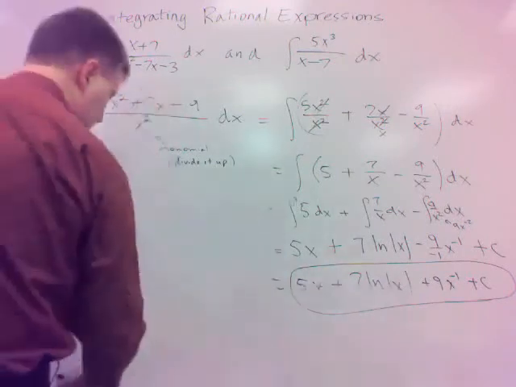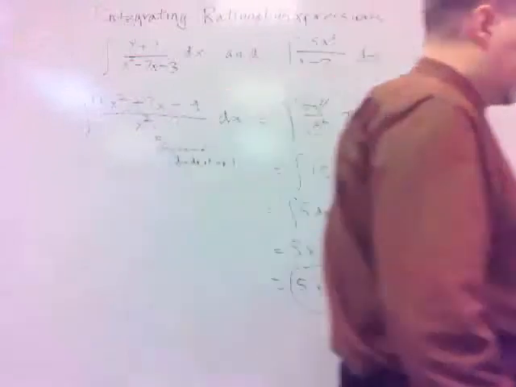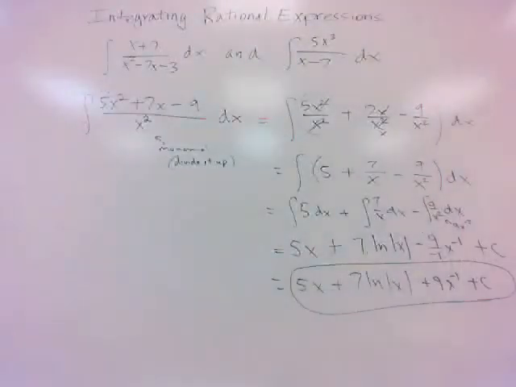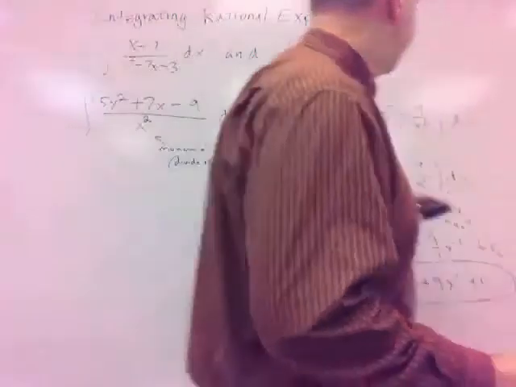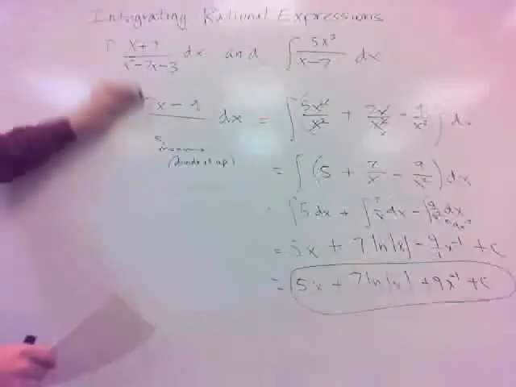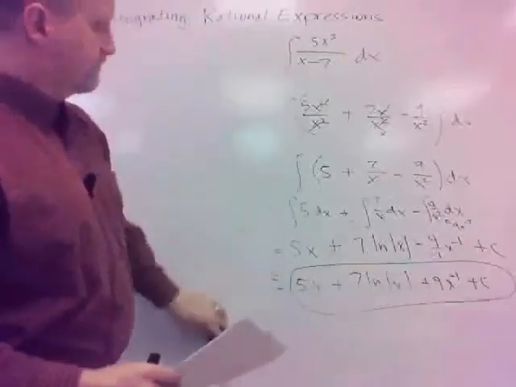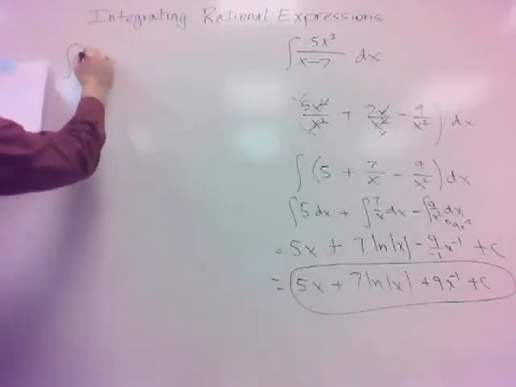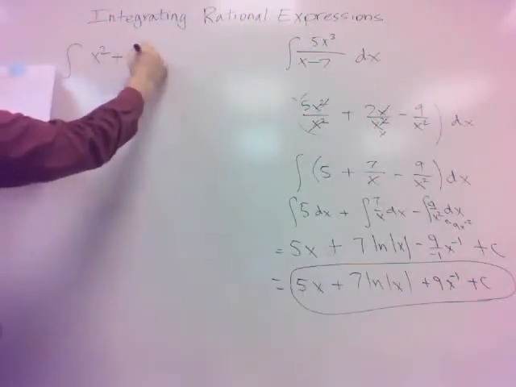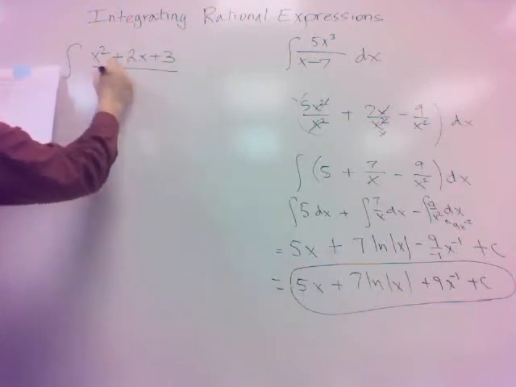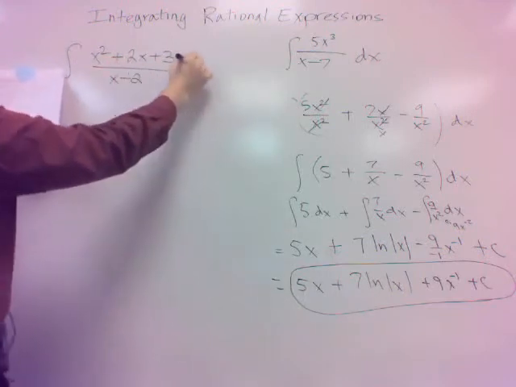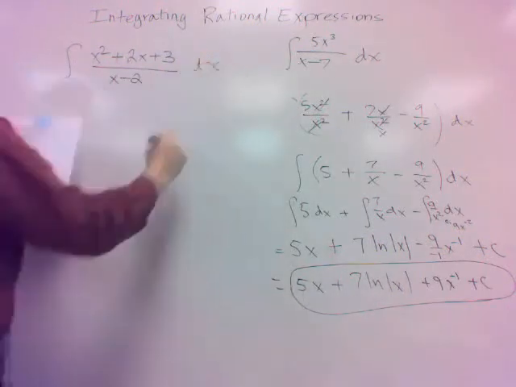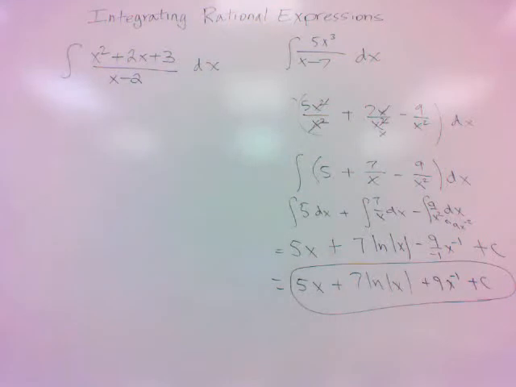Okay, well, this next one is actually similar. We'll do this one in a similar fashion. Let's take a look at this one. This one's going to be the integral of x squared plus 2x plus 3 divided by x minus 2 dx. And the point on this one, of course, it's not a monomial anymore, so it's a little bit different division.